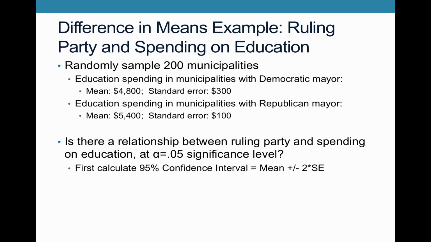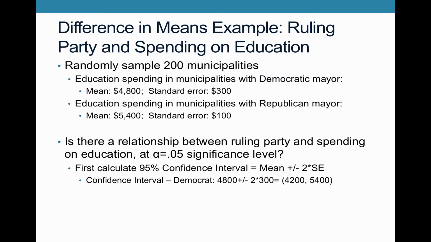So to do this, we first calculate the 95% confidence interval for each set of municipalities, for the Democratic municipalities and for the Republican municipalities. So that is, again, mean plus or minus 2 standard errors. So for the Democrats, this is 4,800, right? That's their mean, plus or minus 2 times the standard error. So I just gave you the standard error here.